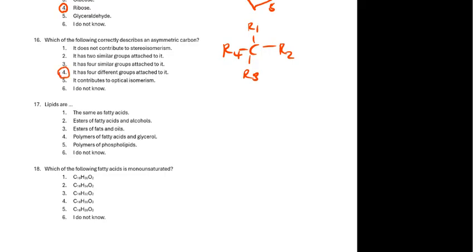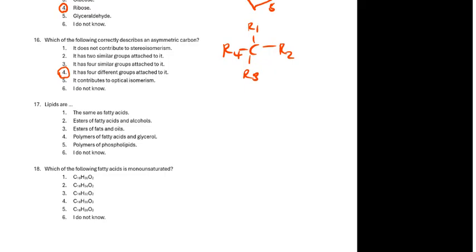So that's why you find, for example, on proteins, glycine does not have isomers like D and L, since it doesn't have an asymmetric carbon. The carbon is not attached to 4 different groups. So 17, lipids are the same as fat acids. This is not true.